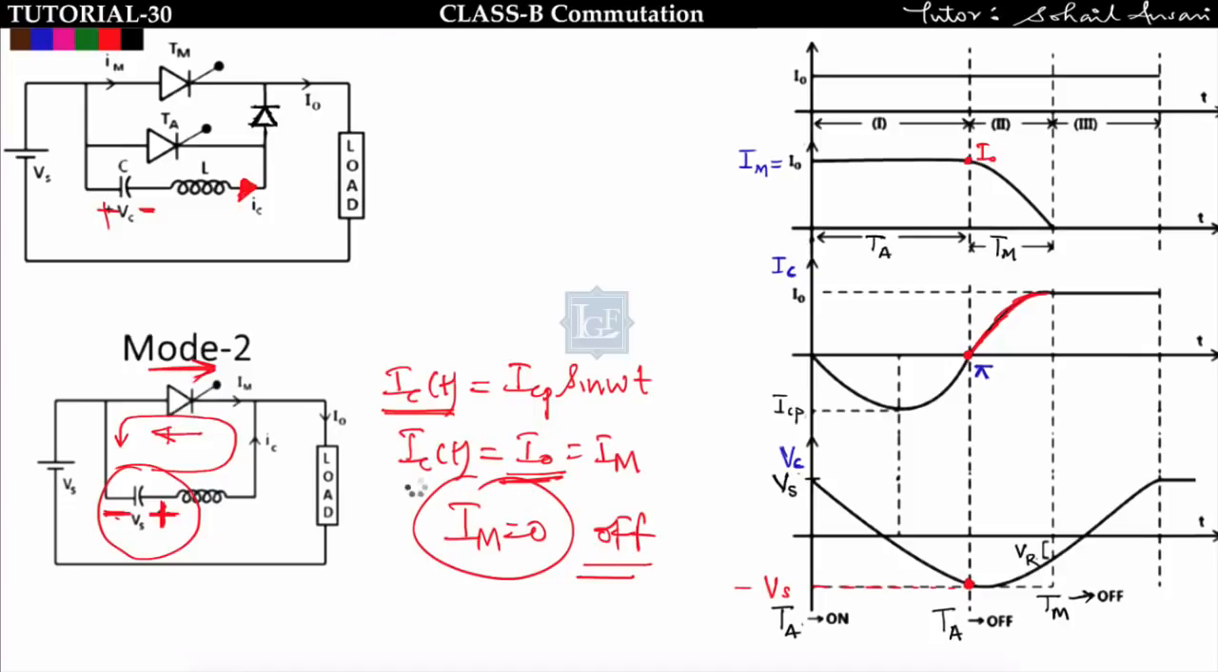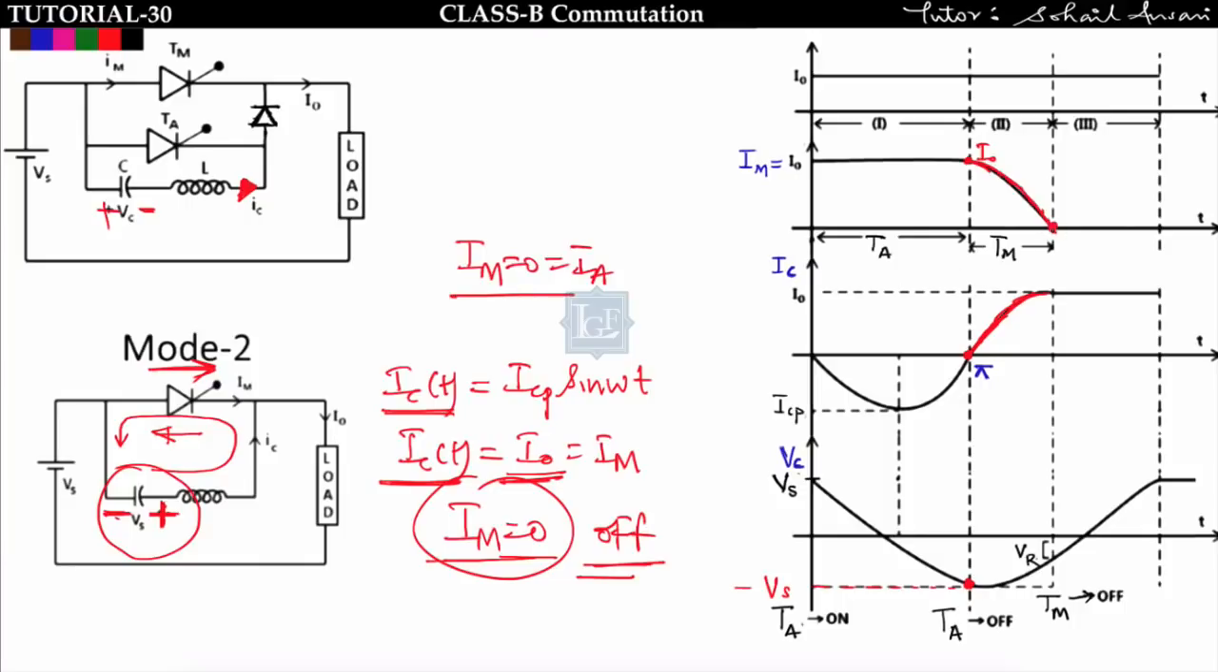Okay, so the moment when IC of t will be equal to I naught, or I can say IM, at that time the thyristor TM will be off because the anode current at that time will be zero. So you can see that the capacitor current is increasing sinusoidally like this and the main current IM is decreasing like this, and the moment when IM will be equal to zero, that is equal to the anode current only, na?